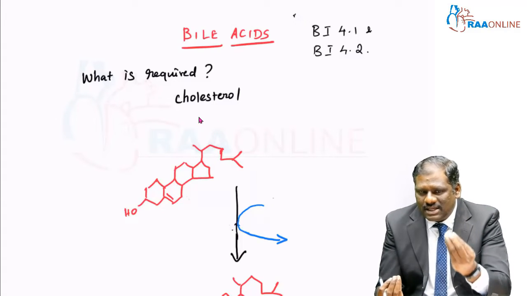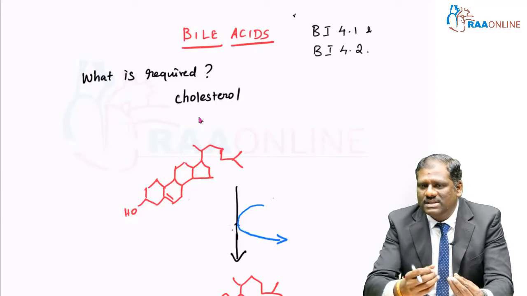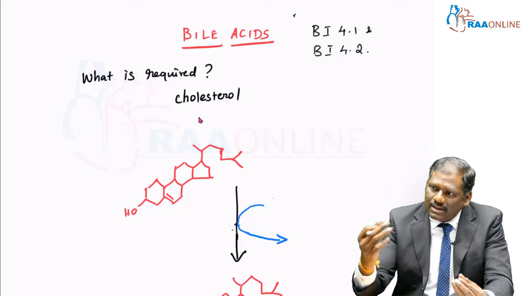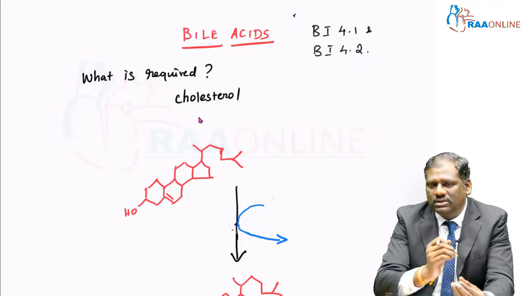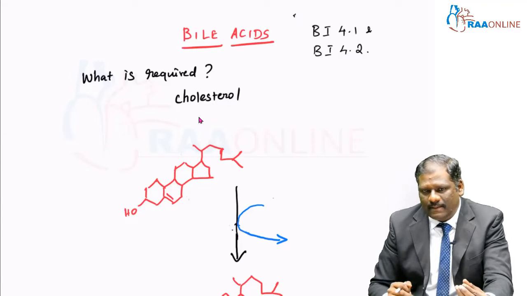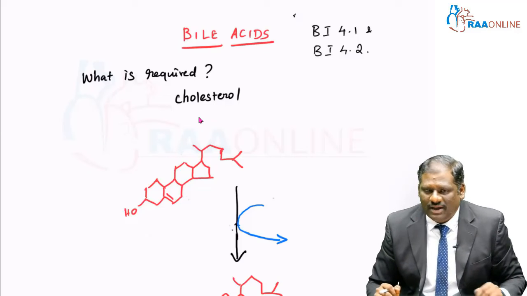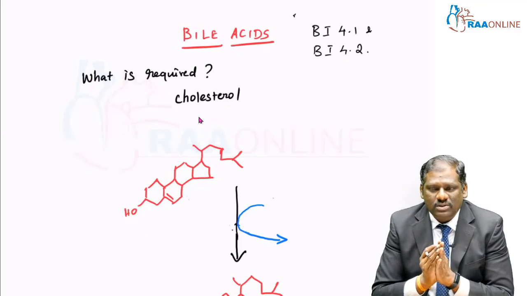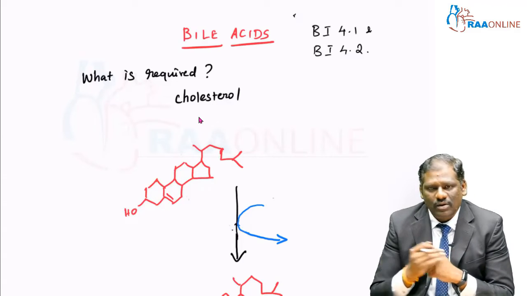Once it comes inside the chyle, with the help of colipase, the fats will be nicely presented to the pancreatic lipase, and the pancreatic lipase can act on these fats and break them down. So this is how bile acids and bile salts are significant in your body.